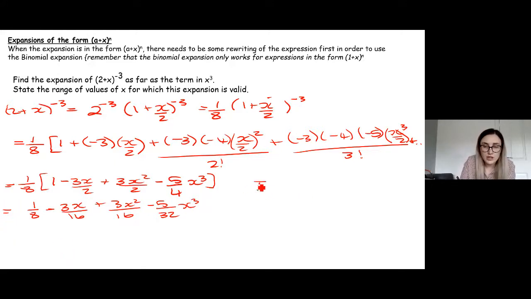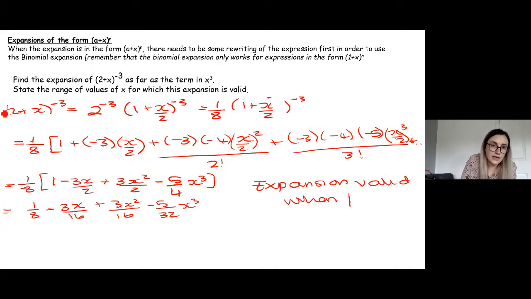So the expansion is valid when, this time we always look at the 1 plus x expansion. We're not going to concern ourselves with that one. So we've got x over 2 this time.